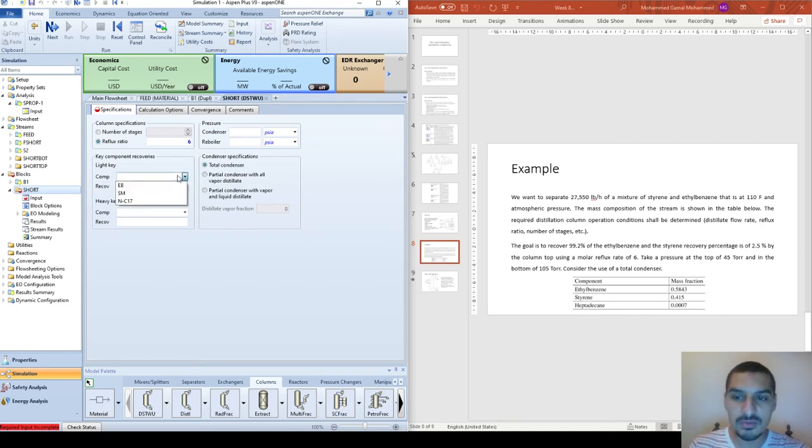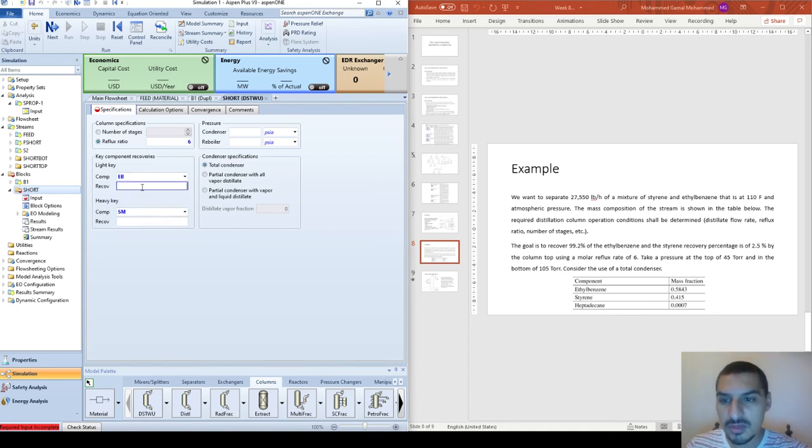For the light key, we mentioned that it is the ethyl benzene, and for the heavy key, it is styrene. Keep in mind that you are defining the recoveries, and luckily the information that we have in the problem statement are the recoveries. So we have the information exactly the same way it is required here in the software. If you do not, you have to do your calculations to know how much recovery you want to achieve. So I have 99.2% and 2.5%.